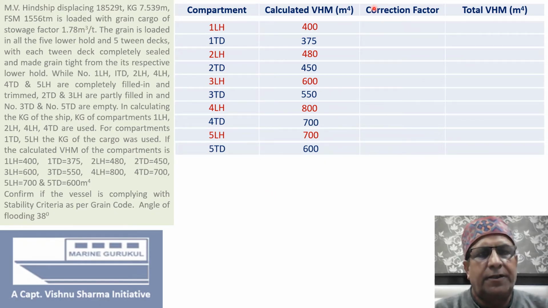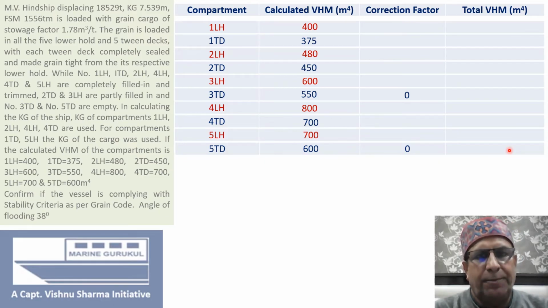Now correction factor. There are some compartments here which are empty. You can see here number 3 twin deck and number 5 twin deck are empty. That means they will have no contribution to the assumed volumetric heeling moment. So can we multiply them with a factor of 0? You see 3 twin deck and 5 twin deck, we have filled in a correction factor of 0. So when we multiply the calculated volumetric heeling moment with 0, the total volumetric heeling moment will automatically become 0 for these compartments.